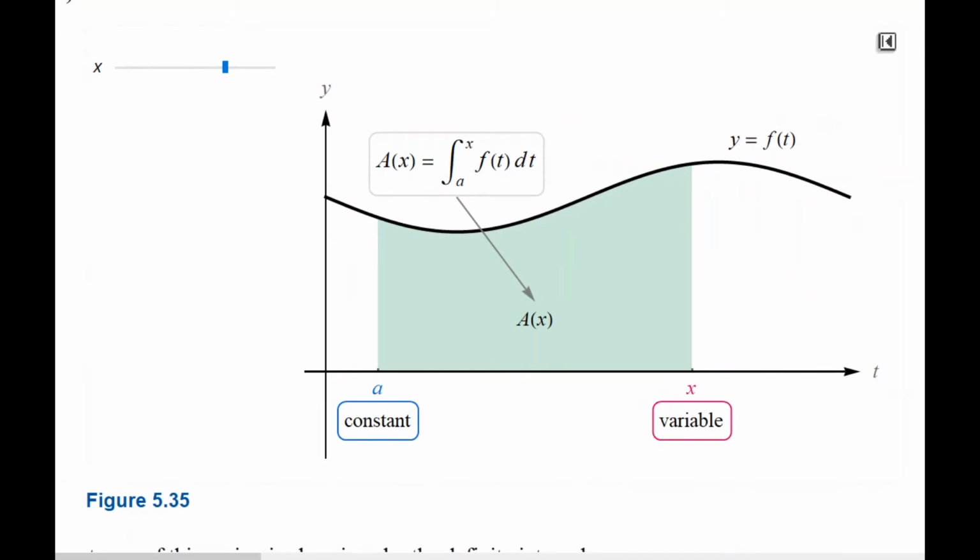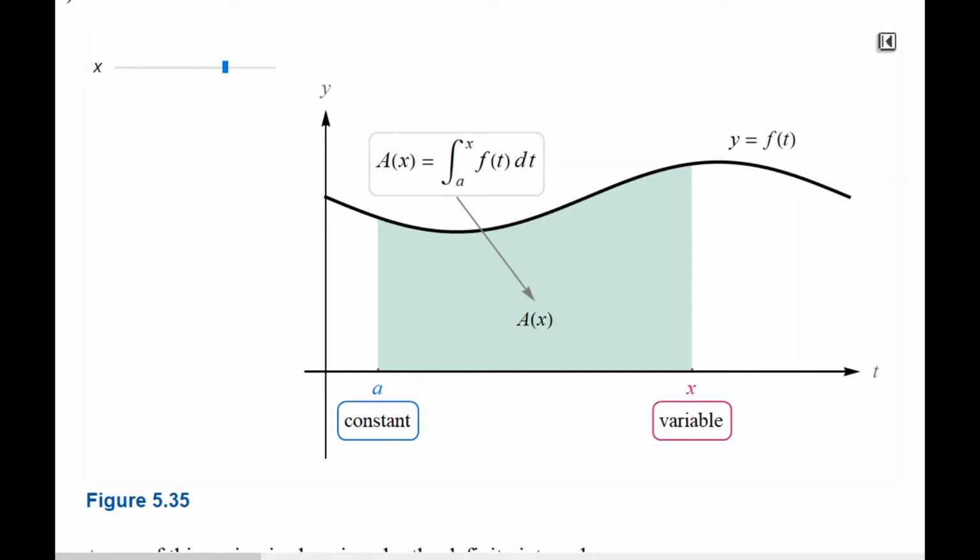So, a nice visualization of the area function, to get a mental image of it. Here is the area function. It's a function of x. Okay. And now the definite integral, we discussed that as having the fixed lower and upper bounds.